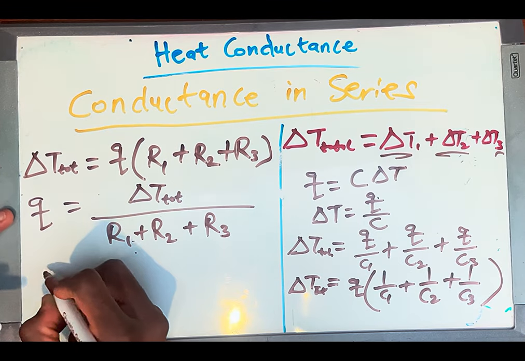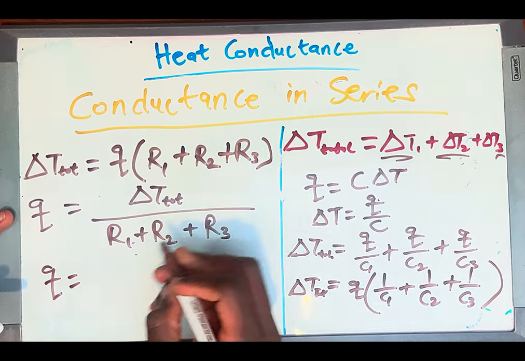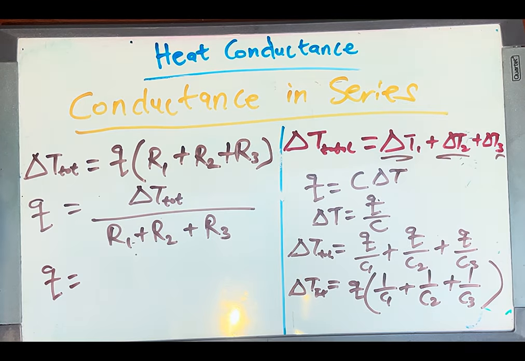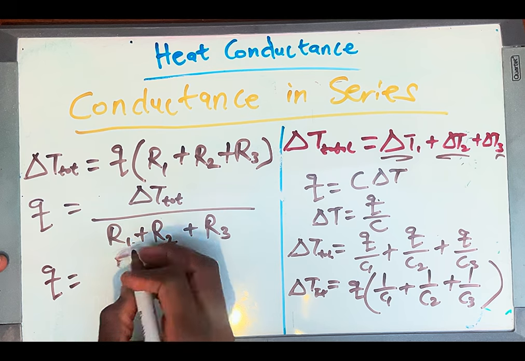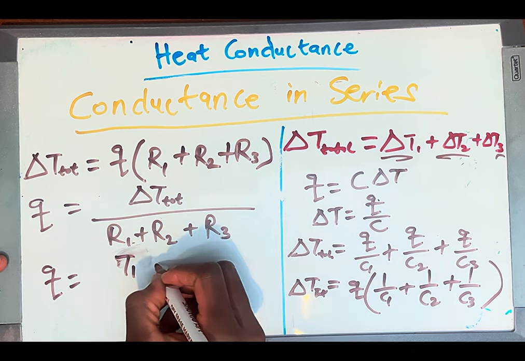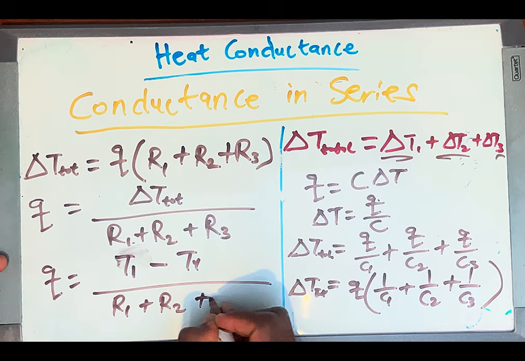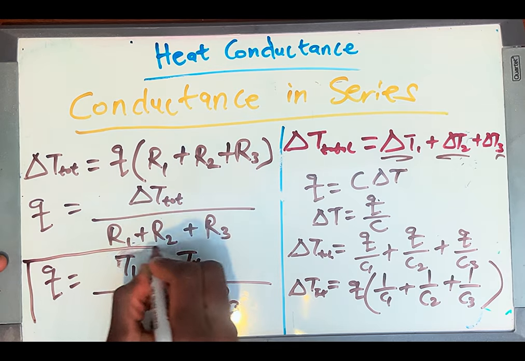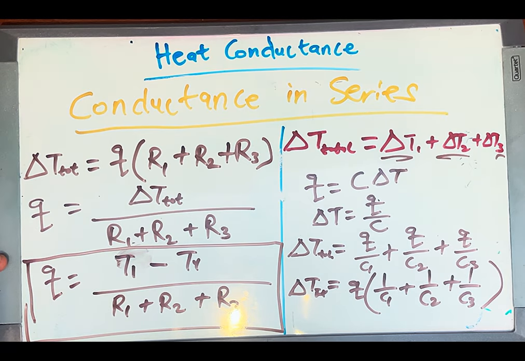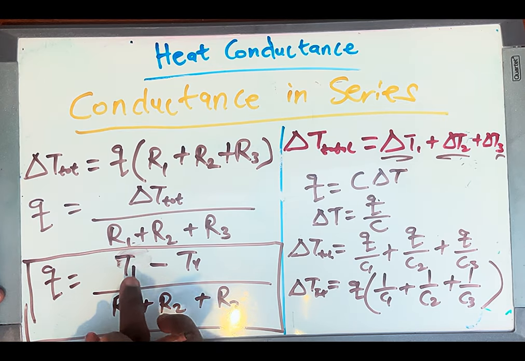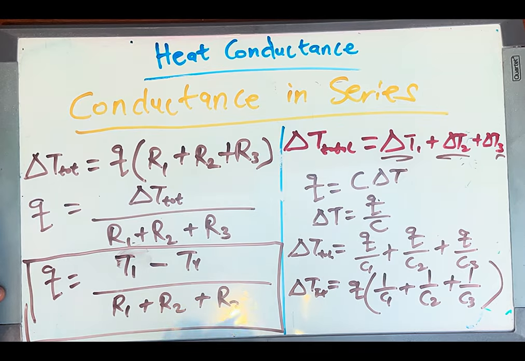You can expand this and get Q equal to, we know that the total change in temperature is the one in the room and then the one outside. So it will be T1 minus T4 all over R1 plus R2 plus R3. This will be the equation that we get. Anytime we ask you to calculate the heat transfer rate in series, this is the formula you will use. Heat transfer rate in series is given as Q equal to T1 minus T4 all over R1 plus R2 plus R3, and then you are done. As simple as that. Good.